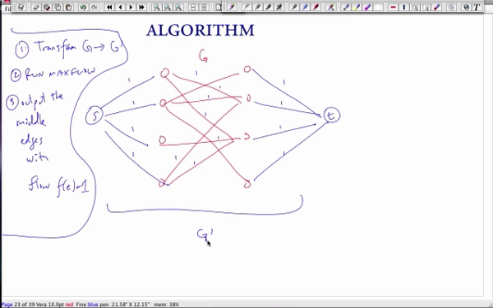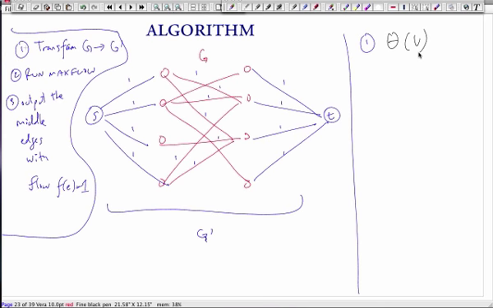Step one, how much time does step one take? I gave you a red graph and you turned it into a blue graph. You just have to add edges that correspond to each of the vertices. So it should basically take order V time because you had to have that many edges.